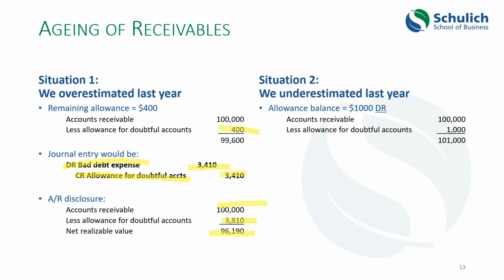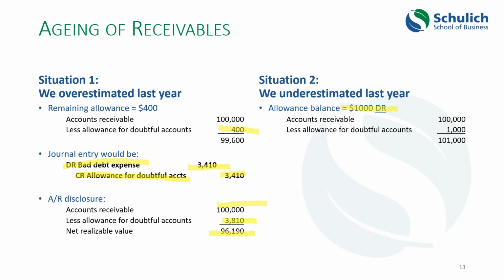The second situation is if we underestimated last year. So let's consider a situation where we underestimated, and as we debited the allowance for doubtful accounts through the year by writing off bad debts, we went past the total allowance and continued to add debits to it, and we have a balance sitting there of $1,000 debit. Remember, the normal balance for the allowance for doubtful accounts is a credit. So if we've overused it, we're going to have too many debits in there, so a debit balance, in this case, of $1,000. What would that look like if we printed our accounts receivable right now?